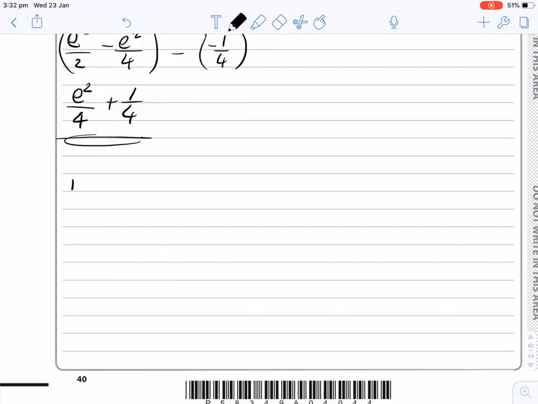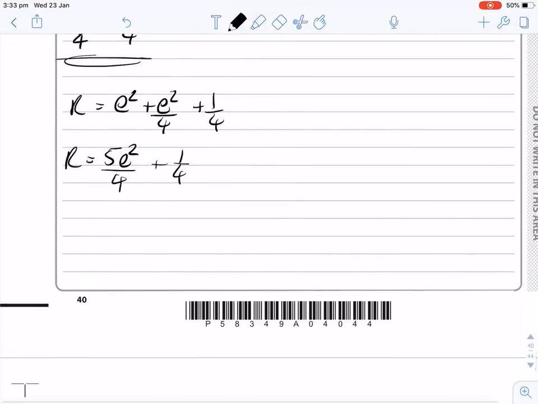So overall, R is going to be equal to e squared add e squared over 4 add a quarter. And so R is equal to 5e squared over 4 add a quarter. So a is 5 over 4 and b is 1 over 4.